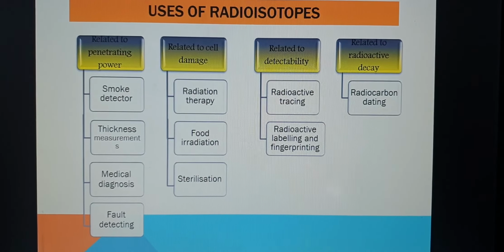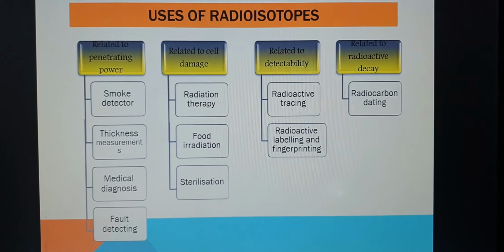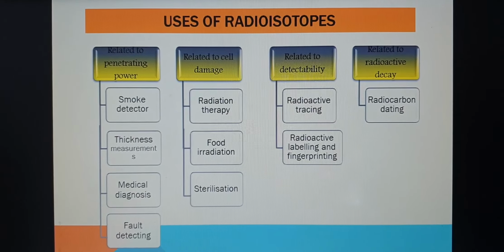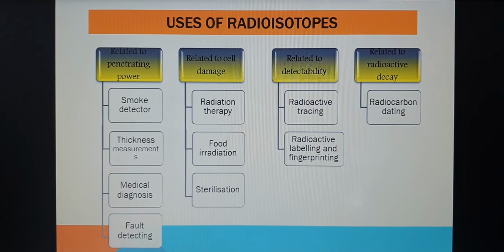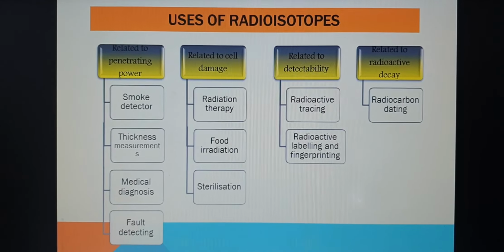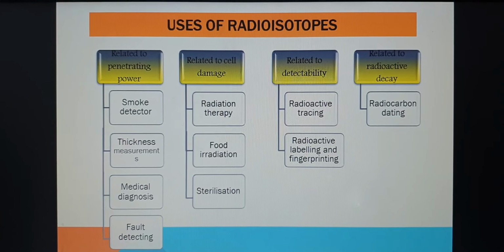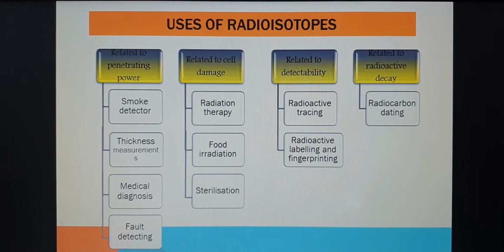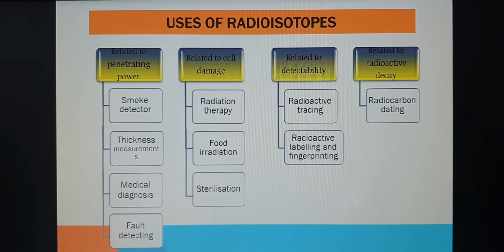penetrating metals. Number two, related to cell damage, radiation therapy. We can use gamma radiation to cure cancer. Gamma radiation can destroy the bad cells in the patient's body. Food irradiation. This is a way of preserving food. We can use gamma radiation to kill microbes and bacteria and preserve food.